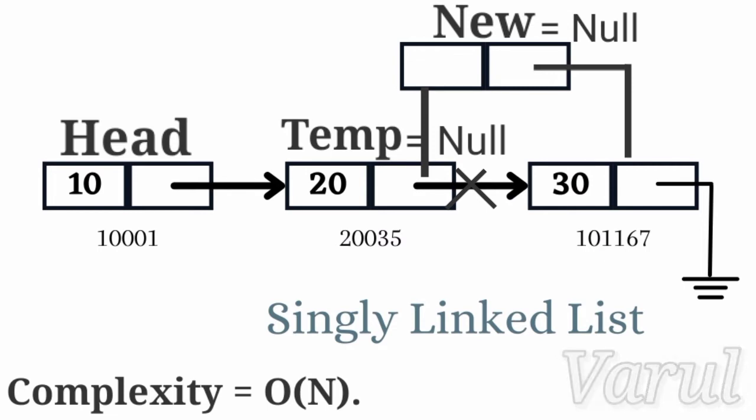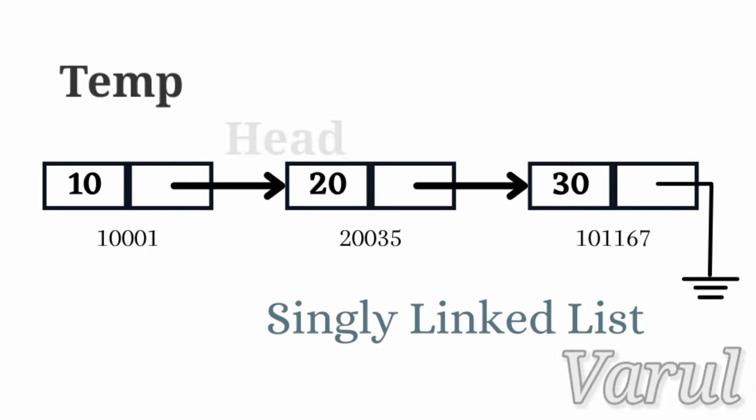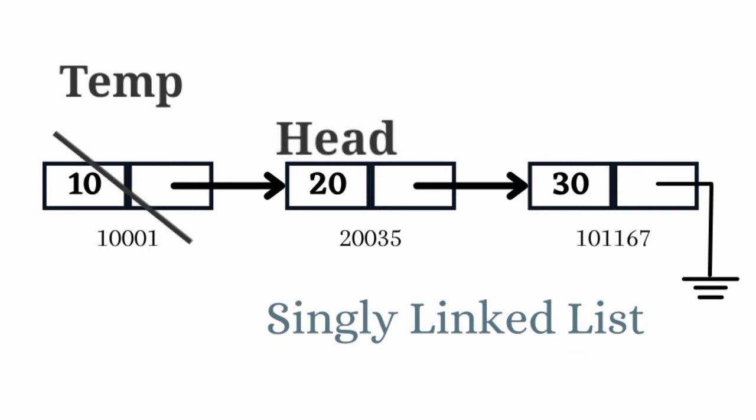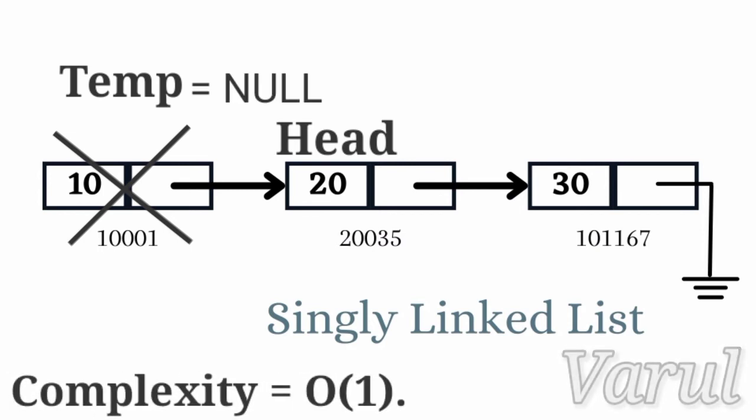Now we'll discuss the deletion operations. First, look at deletion at head. This is simple. Take a temp pointer, point it to head, shift the head to head's next node, and then just delete the temp node and set temp to null. The time complexity for this operation will be big O of 1.